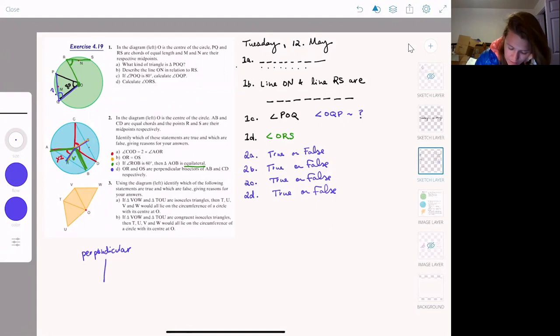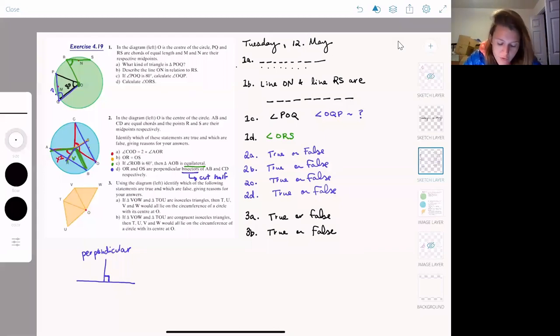Perpendicular means that one line intersects another at a right angle. So they are perpendicular bisectors. To bisect means to cut, to break in the middle, to intersect. They're bisectors of AB and CD. And also it's important that to bisect means cut in half. So exactly in the middle, okay? So true or false on that one.